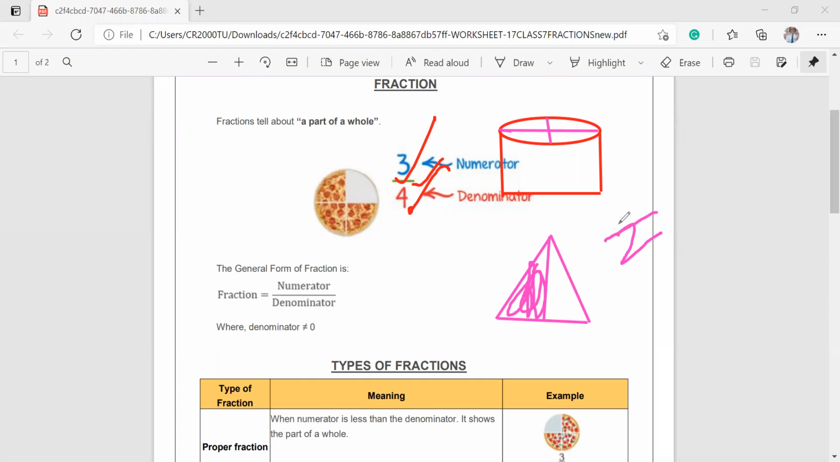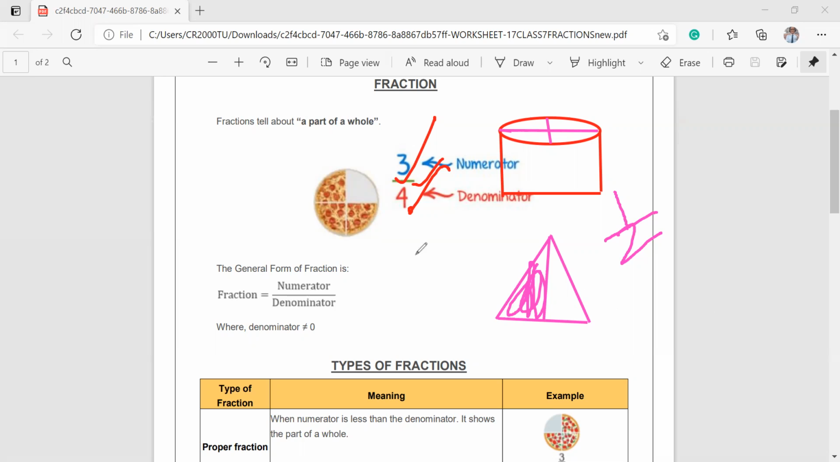We can say that a triangle was divided into two parts. The shaded part is only 1, so 1 by 2 will be represented, and in the same way 1 is not shaded, so it will be represented as 1 by 2 only, because 2 can be divided into 1. Yes, 1 plus 1 is 2.